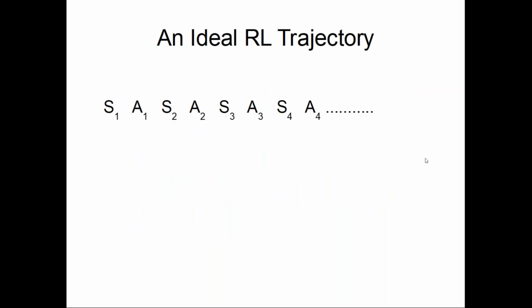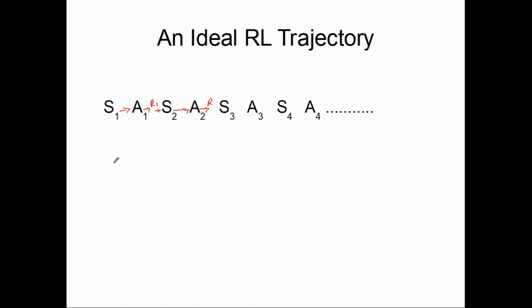If you look at an ideal RL trajectory, you'll have a sequence of states and actions. In real life problems, we talk about states in sequence, an action, and for every action we get a reward, and then we arrive at the next state. Again, at that state you take an action, as a result of this action you get a reward, and then you arrive at the next state. So this kind of a sequence is there.